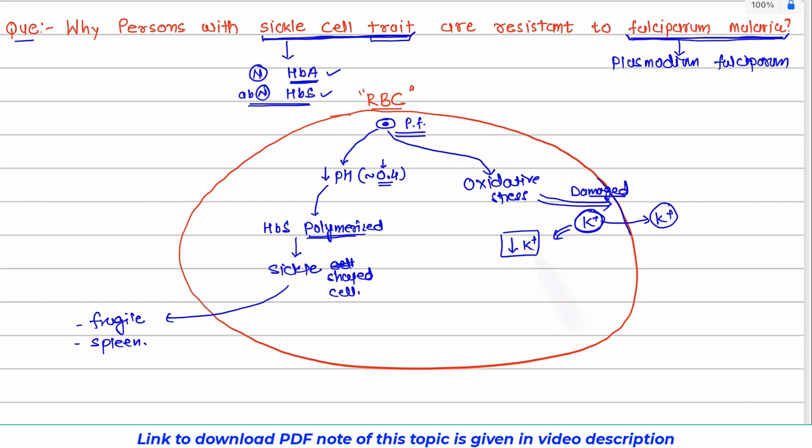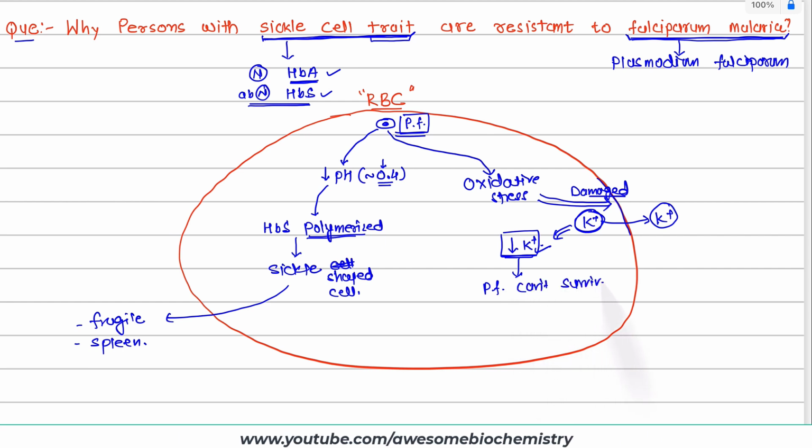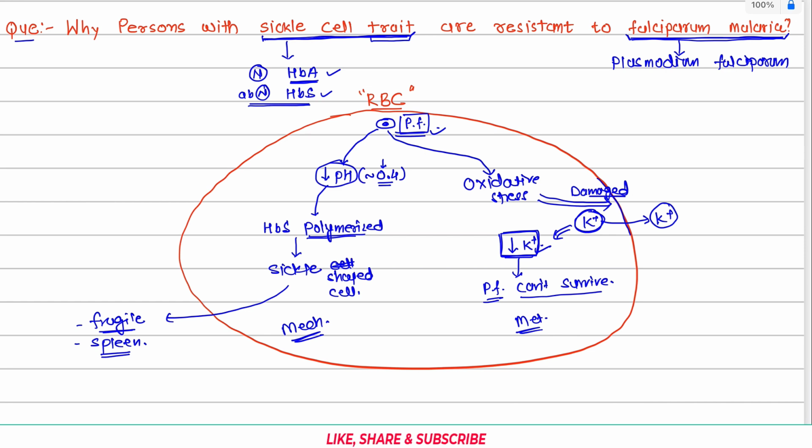And this potassium is actually required for the growth of Plasmodium falciparum. And as its concentration is decreased, this P. falciparum parasite cannot survive. So now we have two reasons. The first reason is that because of decreased pH, RBCs become fragile and the spleen identifies them and breaks them down. And the second reason is that because of the decreased potassium concentration inside the cell, Plasmodium falciparum metabolically cannot survive. So we have one mechanical reason and another metabolic reason why P. falciparum parasite cannot survive inside the sickle cell trait RBC.